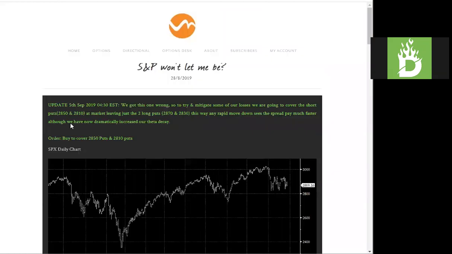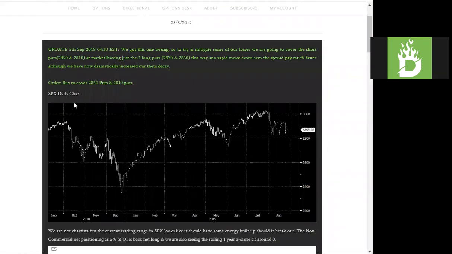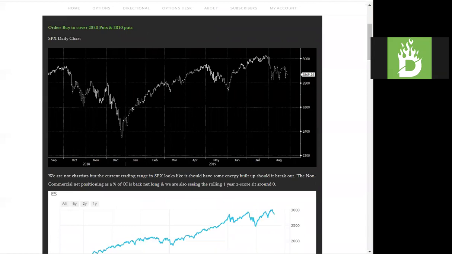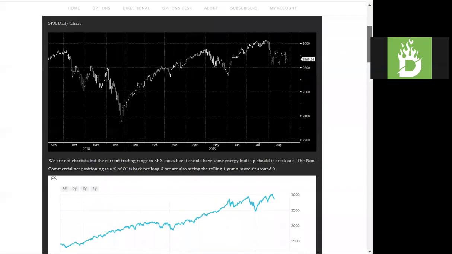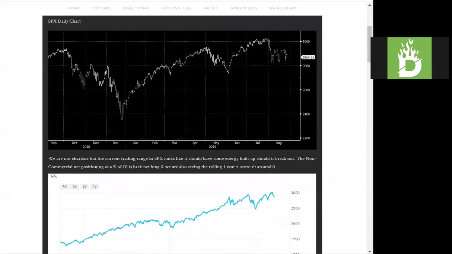So let's go. S&P won't let me be, right? So this is the trade where I messed up. Essentially, this is a zigzag or a two. Hold on, I'm seeing questions come in. Okay, so I'll get to those in a minute.